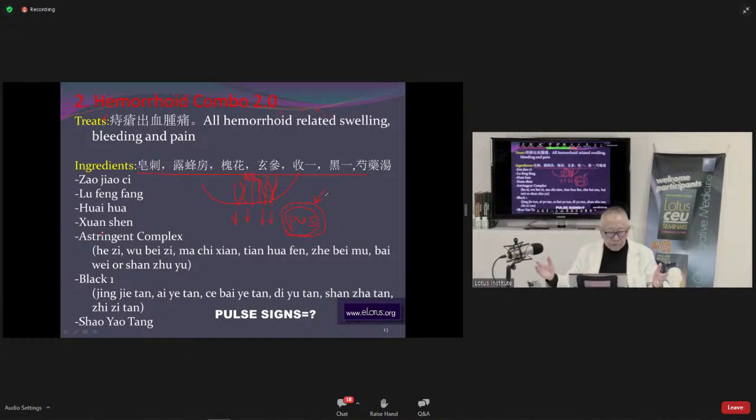Usually we cannot ask a patient to take off his pants and let me take a look at your butt. But anyway, when you have this fast pulse, you might know he might have something like a pus inside and in a very terrible condition. You still can use my combination. It still works, almost the same. Okay.